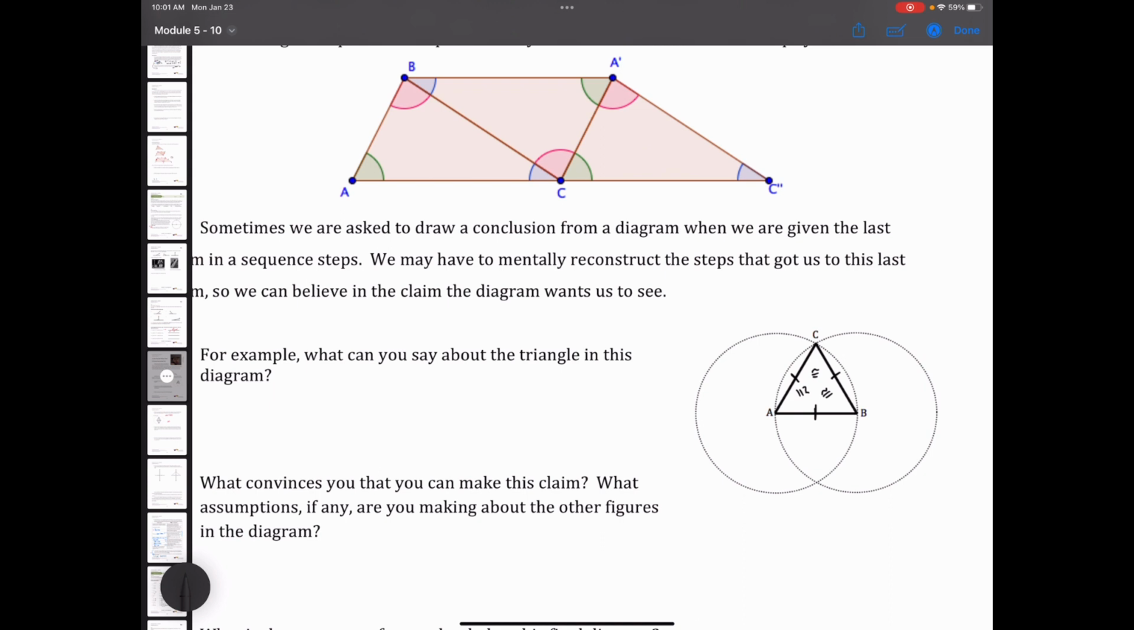Excellent. So we think it's an equilateral triangle. I would write that down for number 1.